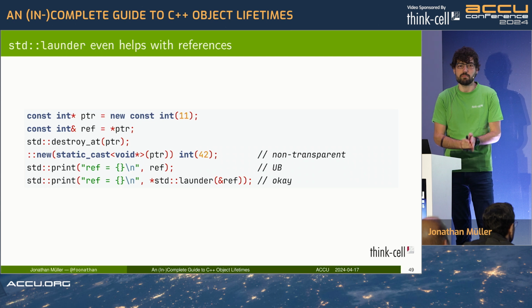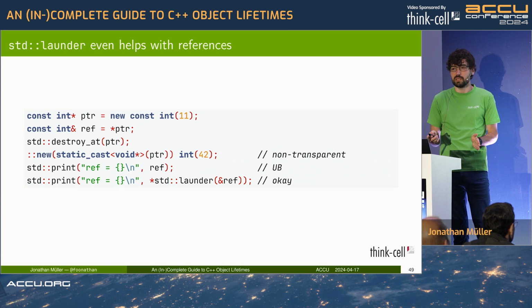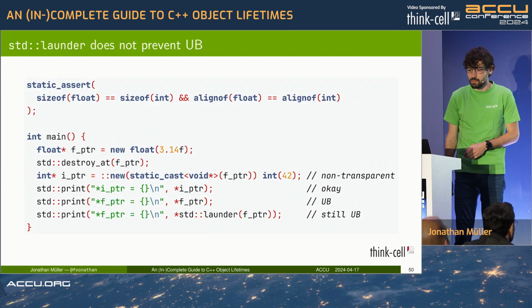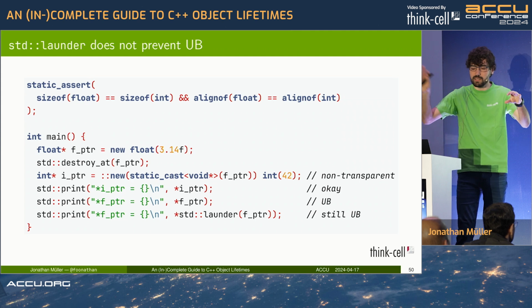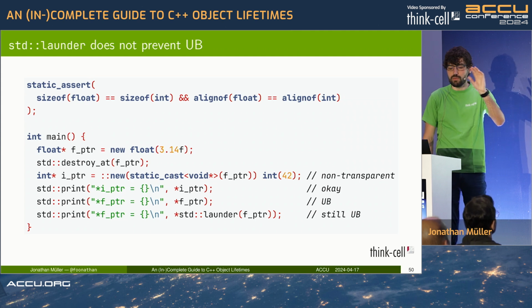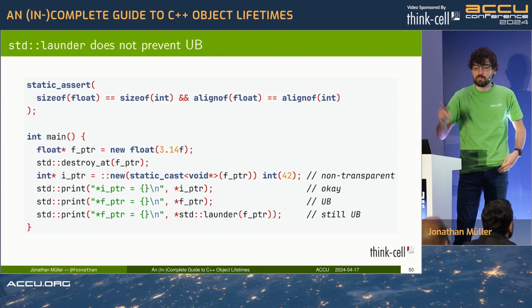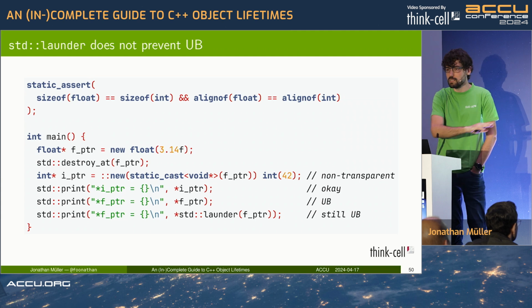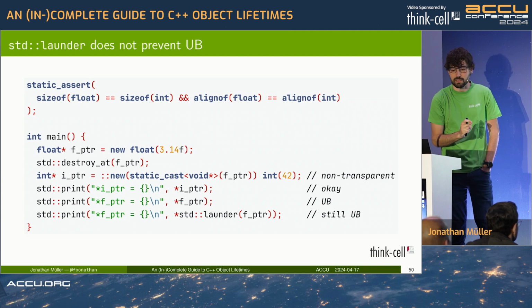But std::launder isn't magic. It doesn't magically prevent undefined behavior. So when we've got code like this, we're assuming int and float are the same size. We've got a float object in the heap. We destroy it. We placement new an int in there. This is perfectly fine. We've got enough storage. We've static asserted it. But it's non-transparent.